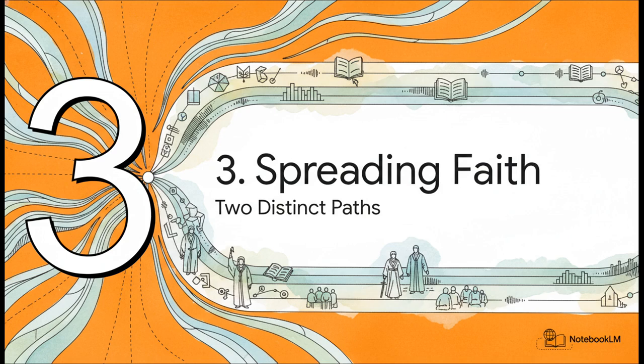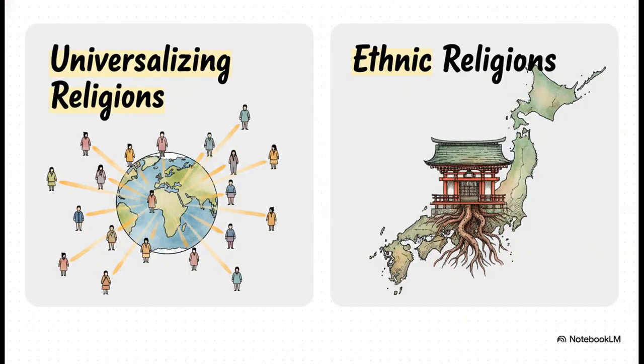All right, so we've got a handle on how language travels. But what about faith and religion? Well, it turns out not all religions spread in the same way. There are two totally different playbooks they can follow. And you can see the two strategies right here. On one side, you have universalizing religions. Their whole mission is to seek out new converts. They're designed to appeal to all kinds of people no matter where they're from.